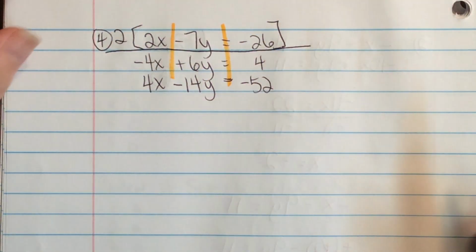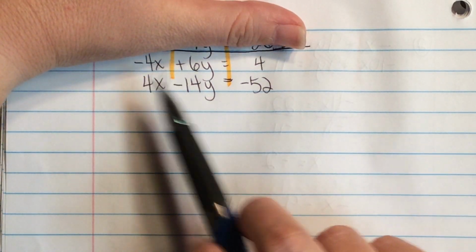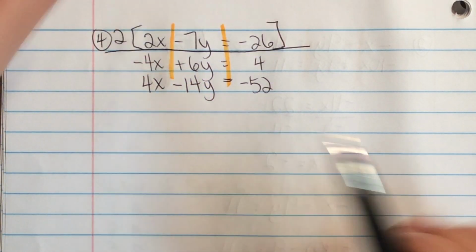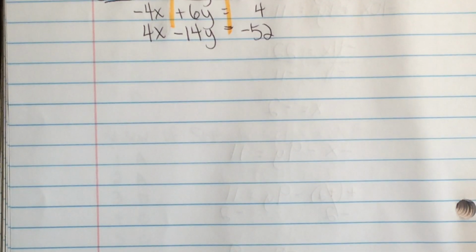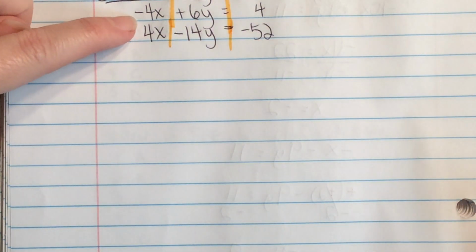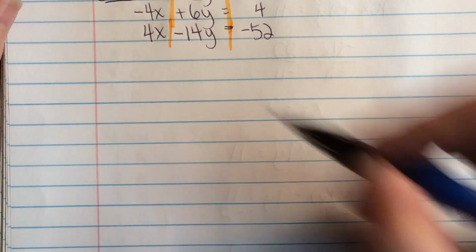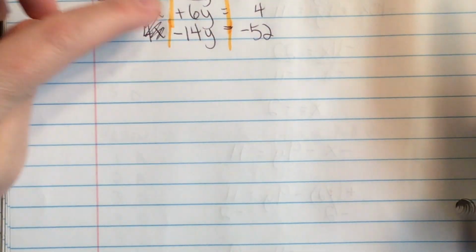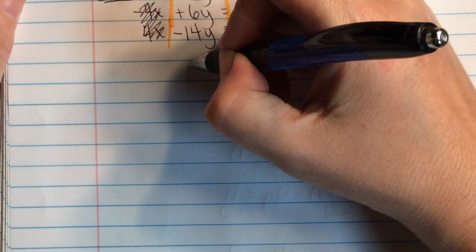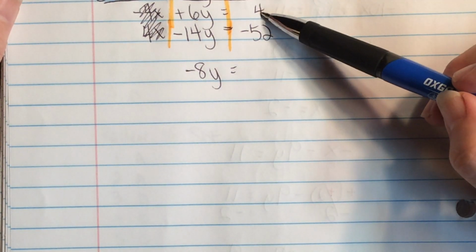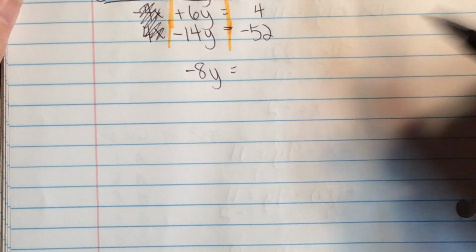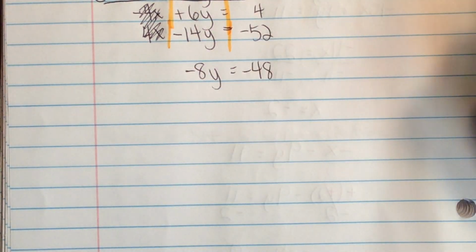So now I'm going to draw a line here. These two equations are what we're really fooling with now. I'm going to scoot it up to where we can't see that top equation anymore. So now if I add, notice that my x's will eliminate. Negative 4x and positive 4x will go away. Positive 6 and negative 14 make negative 8. Negative 52 and a positive 4 would be negative 48.